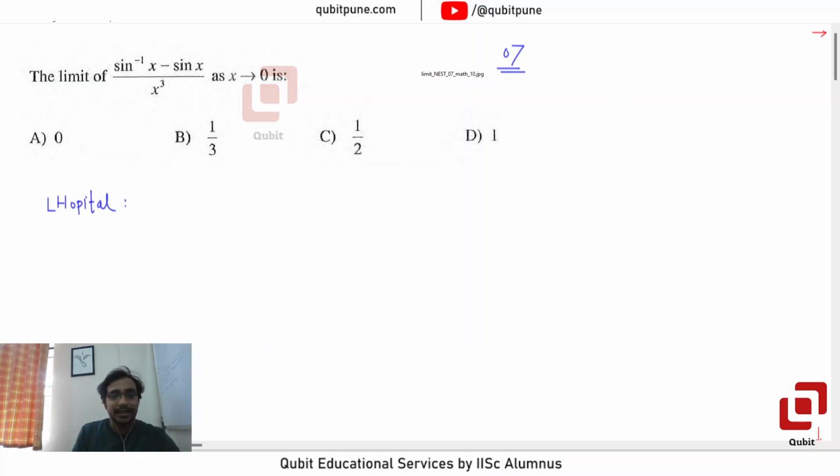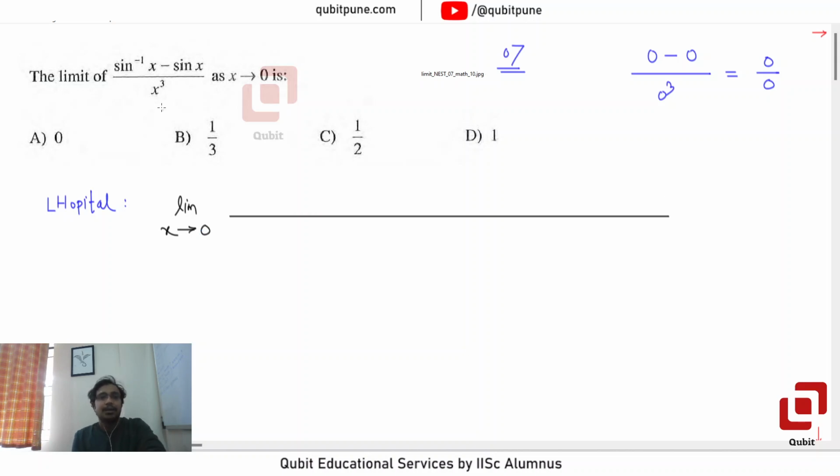So first of all, we need to check whether L'Hospital's rule is applicable, and in most of the cases it will be applicable because the direct substitution of 0 here, if you see, sine inverse of 0 is 0, sine of 0 is 0, and cube of 0 is 0. So that indeed is an indeterminate form, so we can apply L'Hospital's rule.